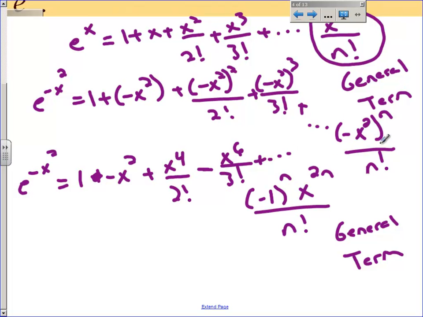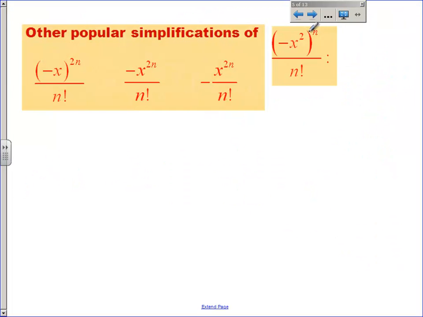Now you need to see some other ways that negative x squared to the n can be written. So here's some other popular simplifications of that. Sometimes they won't pull out the negative 1 to the n and they'll leave it like that. And so you might see it written like any of these. So there you go for that.